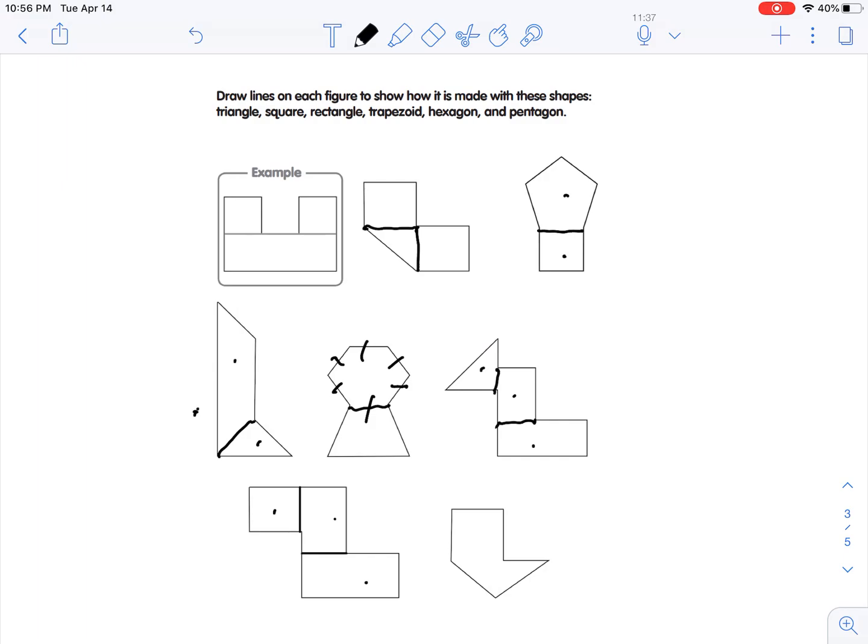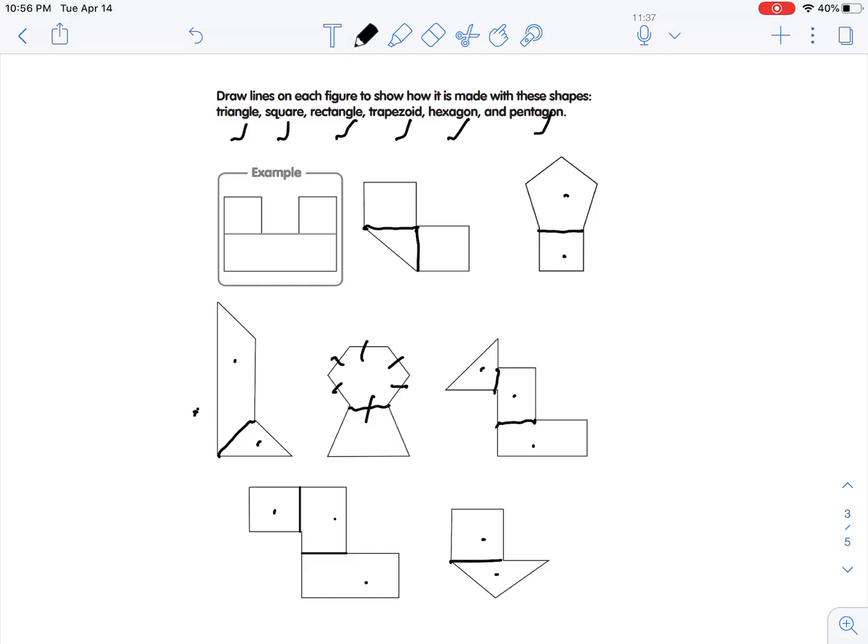Curious to know if anyone did anything different. If you did, let me know. And lastly, on this shape, I'm just going to extend a line right here, and I am left with a square and a triangle. It seems that we found pentagons, we found hexagons, we found trapezoids, we found rectangles, squares, and triangles.